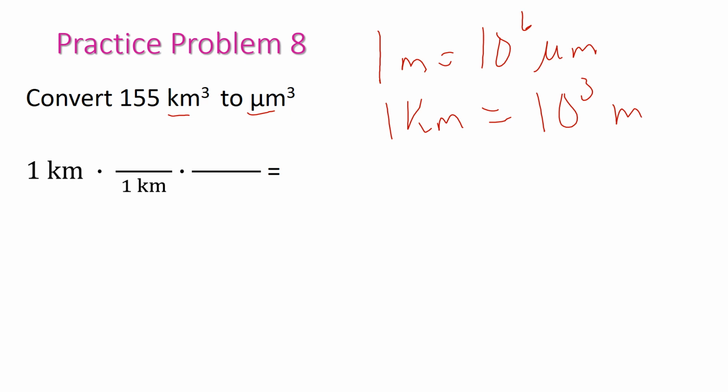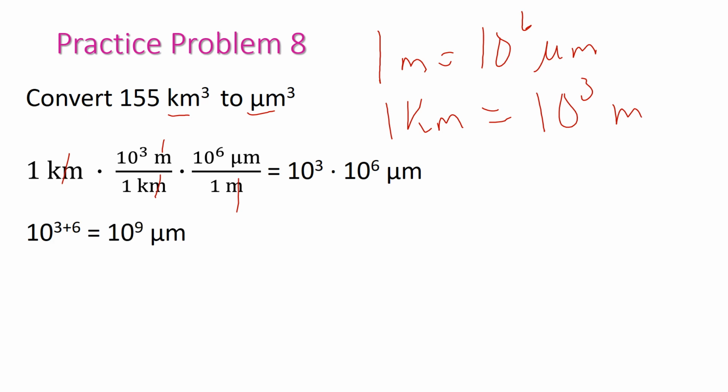So in 1 kilometer, there are 10 to the 3rd meters. And in 1 meter, there are 10 to the 6 micrometers. Notice units cancel. 10 to the 3rd times 10 to the 6. How do we simplify that? That's right, you add the exponents. 10 to the 9 micrometers, but now we need to cube it. You distribute the cube to both the 9 and to the units. What's 9 times 3? 10 to the 27 micrometers cubed.